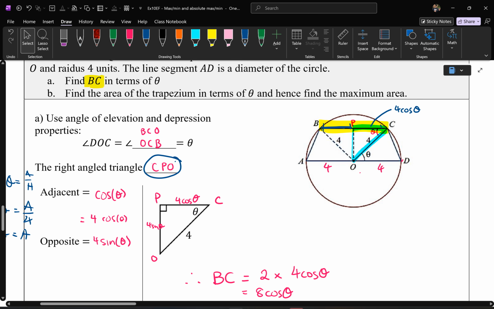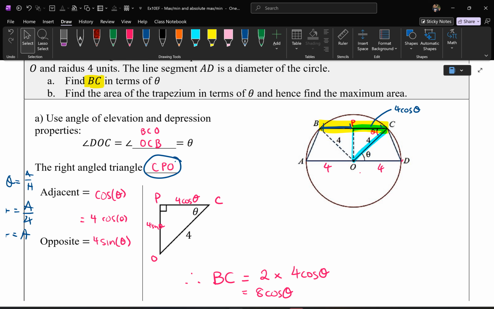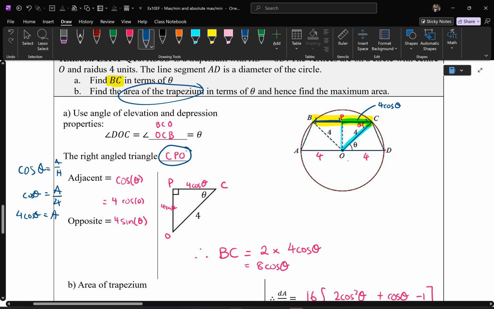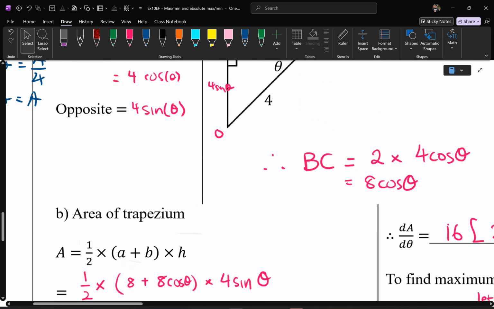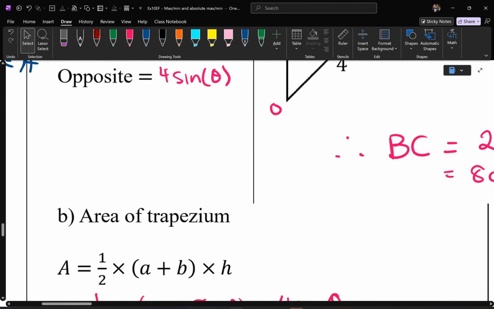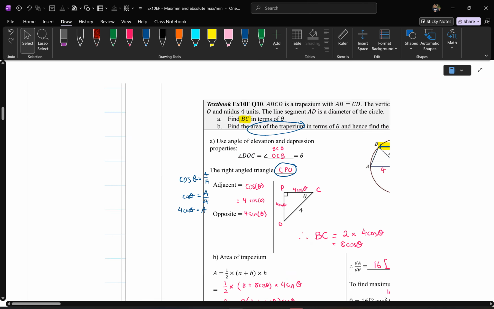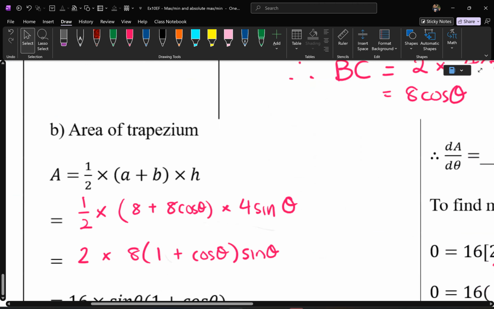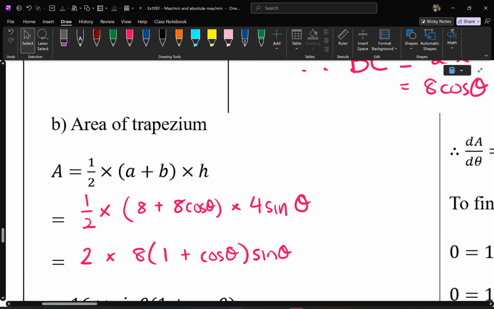Okay, for only the people who actually tried to do it. Cool. So it was 8 cos theta to find part A. Once you know A, you can now find the area of a trapezium because the area of a trapezium is given by this rule: half A plus B times height. You've got A plus B, which is 8 there. So if you fill it out, that's what you get.